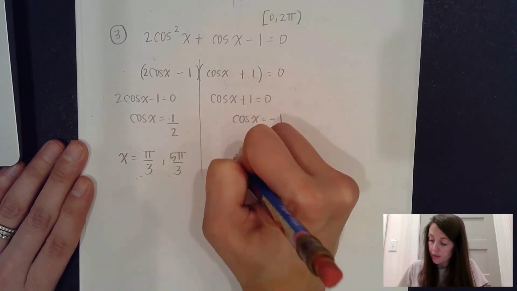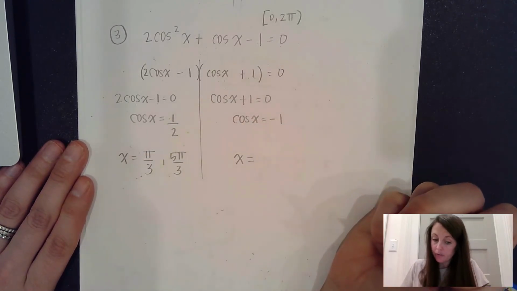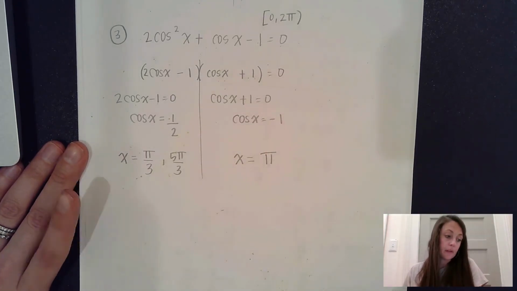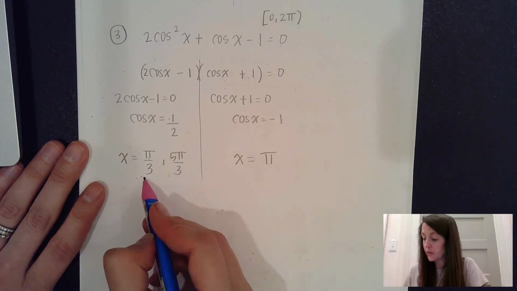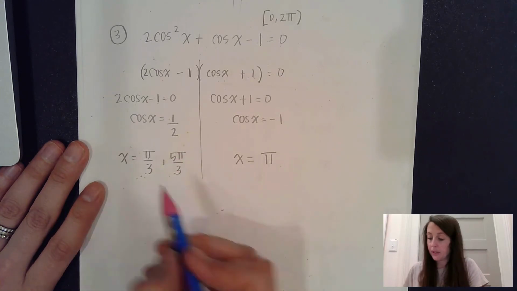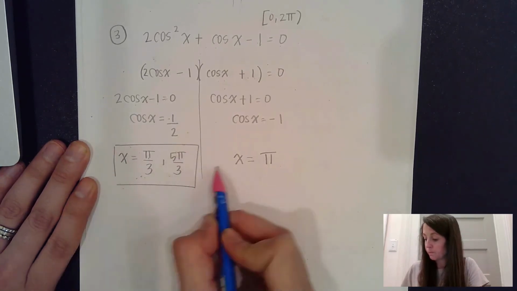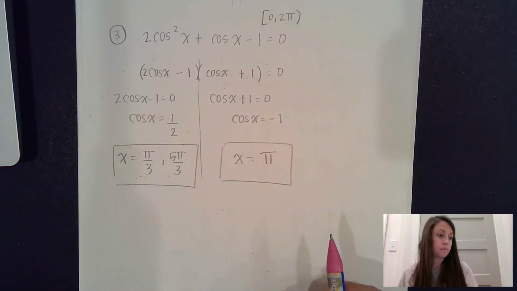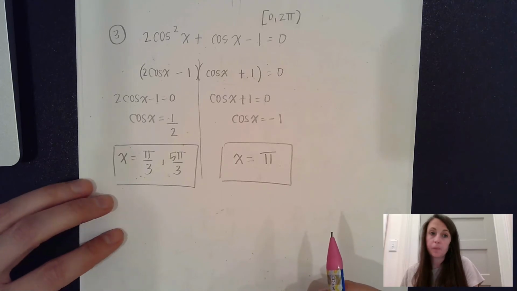And then where is cosine of x going to be equal to negative 1? That's just going to be at pi. So my answers are going to be pi over 3, pi, and then 5 pi over 3. Good deal?